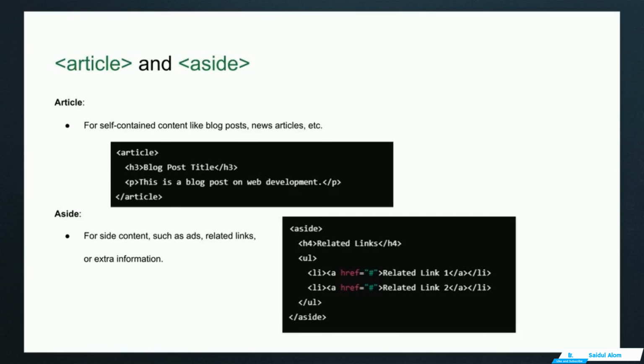This comparison slide shows how we handle specific types of content. On the top, the article tag wraps independent, self-contained content, like a blog post. Below it, the aside tag holds secondary, loosely related content, such as a list of related links.